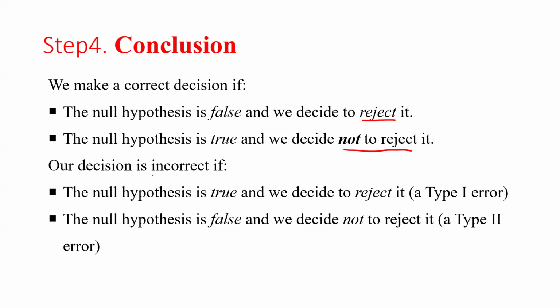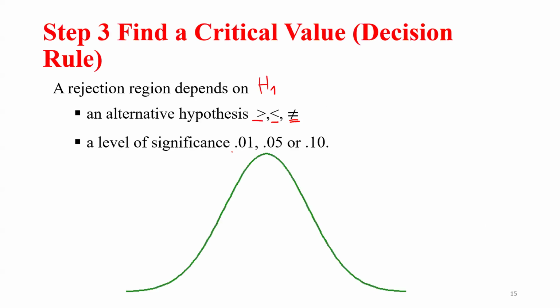Our decision is incorrect if H naught is true but we decide to reject it, we call this type 1 error. If it's false but we do not reject it, we call this type 2 error. This is not that important, just information. This is the 4 steps, but we will do it together. The important step is step 3, how to find a critical value. I said it depends on H1.